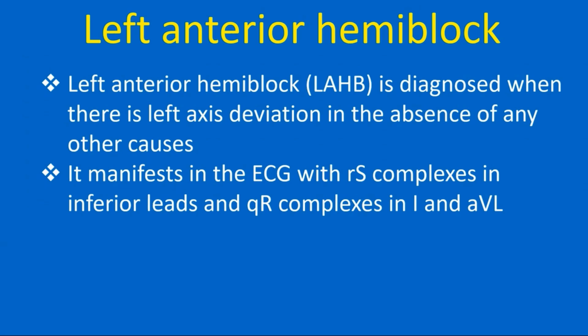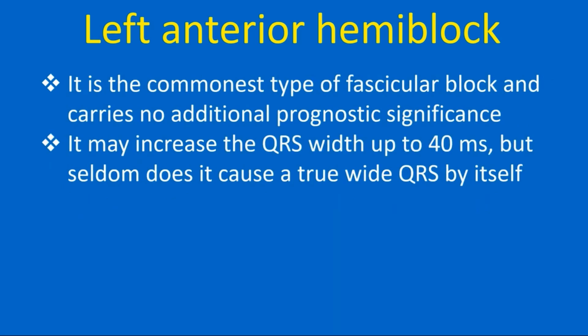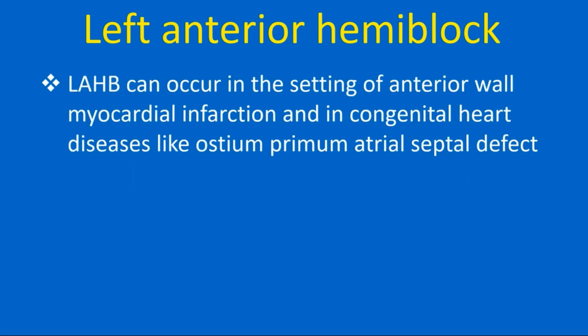Left anterior hemiblock is diagnosed when there is left axis deviation in the absence of any other causes. It manifests in the ECG with RS complexes in inferior leads and QR complexes in 1 and AVL. It is the commonest type of fascicular block and carries no additional prognostic significance. It may increase the QRS width up to 40 milliseconds, but seldom does it cause a true wide QRS by itself. LAHB can occur in the setting of anterior wall myocardial infarction and in congenital heart diseases like ostium primum atrial septal defect.